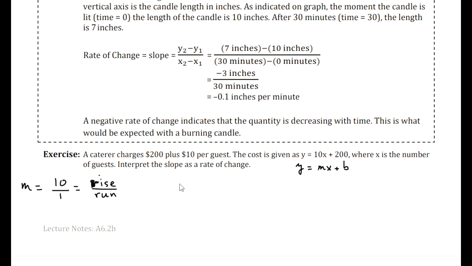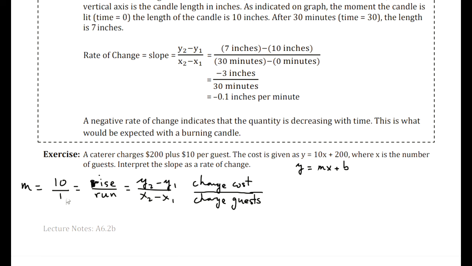So what is the run variable and what's the rise variable? Well, the rise is a change in y. It's y2 minus y1 over x2 minus x1. The y value is cost. So we're looking at a change in cost in the numerator. And in the denominator, it's x that's changing. x is the number of guests. So it's the change in the number of guests.